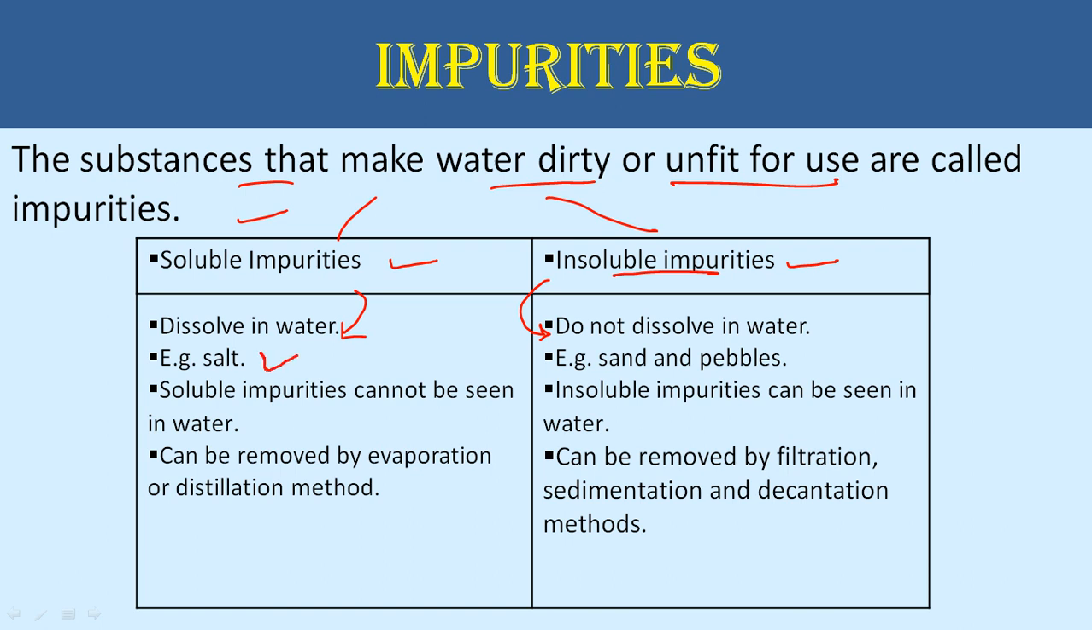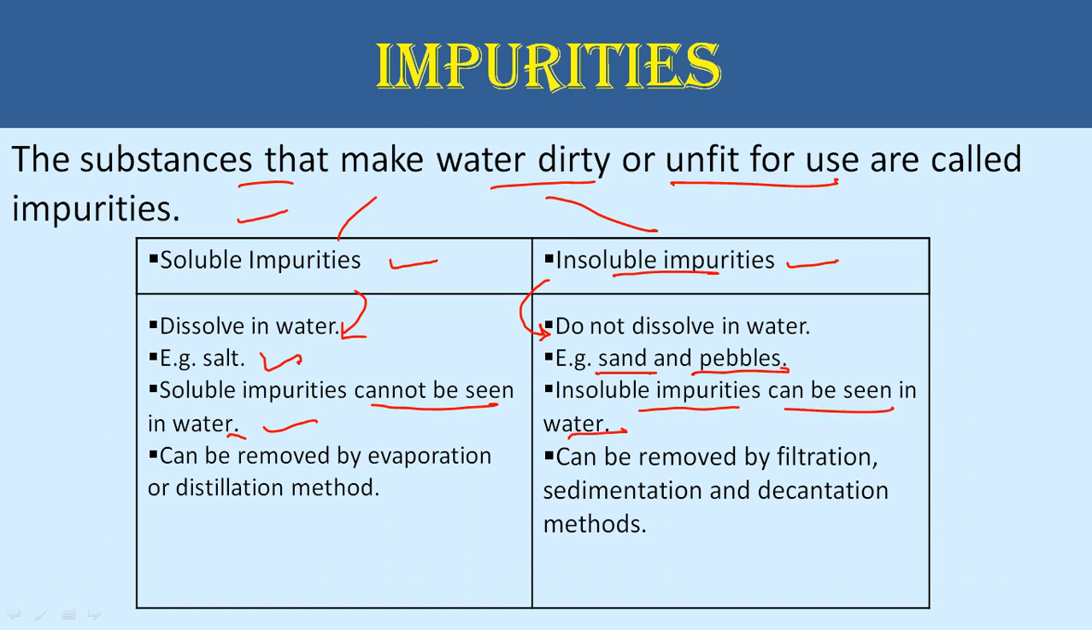Examples of soluble impurities are salt and sugar. Insoluble impurities are like sand and pebbles. Soluble impurities cannot be seen in water because they are completely dissolved in water. Insoluble impurities cannot be dissolved in water, so they can be seen in water.